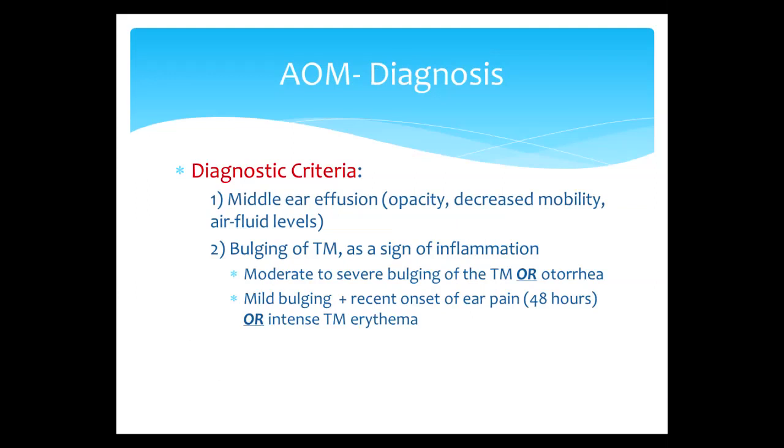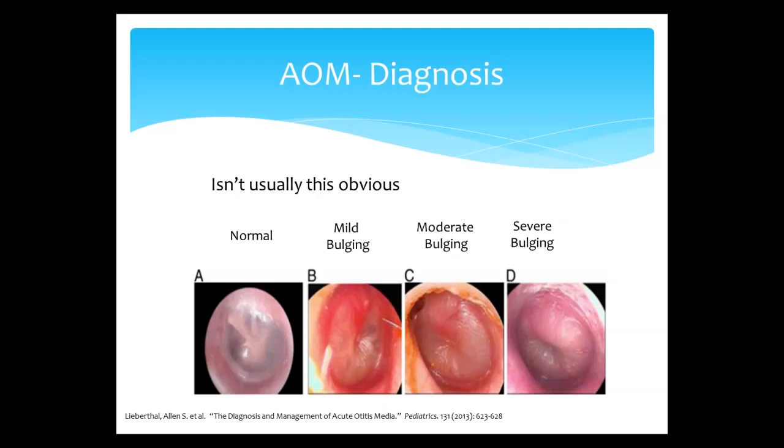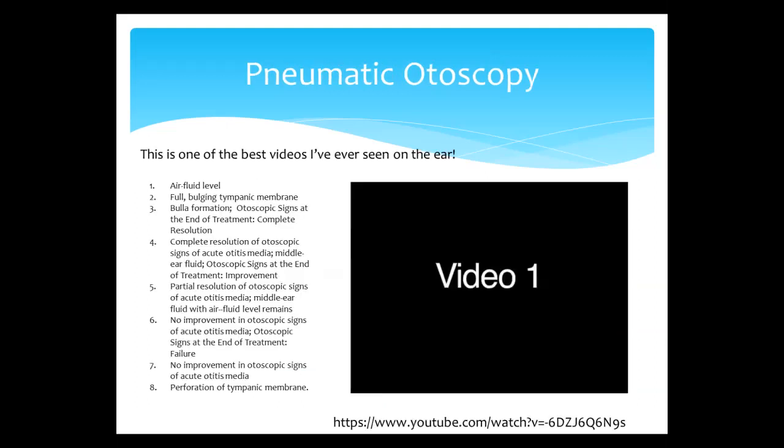Diagnostic criteria, we need to have that middle ear effusion, and so your TM is opaque, there's decreased mobility, and there's air fluid levels. The tympanic membrane is bulging because of inflammation, so you need to have moderate to severe bulging or pain and discharge, or mild bulging with pain or intense erythema, and we'll show you some pictures in a bit. It's usually not this obvious, but you can see the spectrum from normal tympanic membrane to severe bulging, which our patient had.